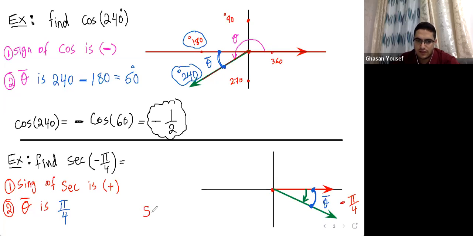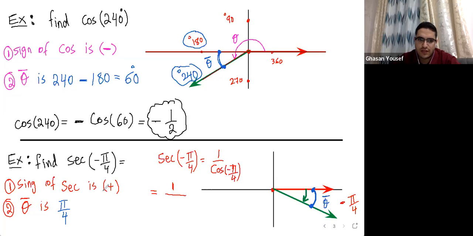So the secant, I can write here, I will solve it here. The secant of minus pi over 4 is equal to 1 over cosine of minus pi over 4, and this is equal to 1 over.